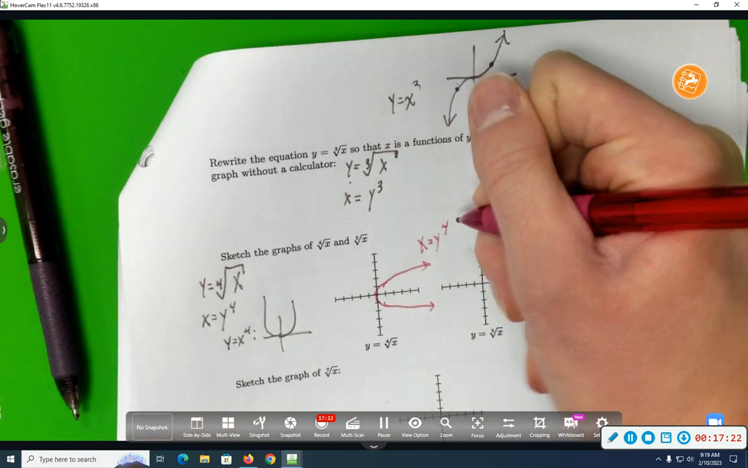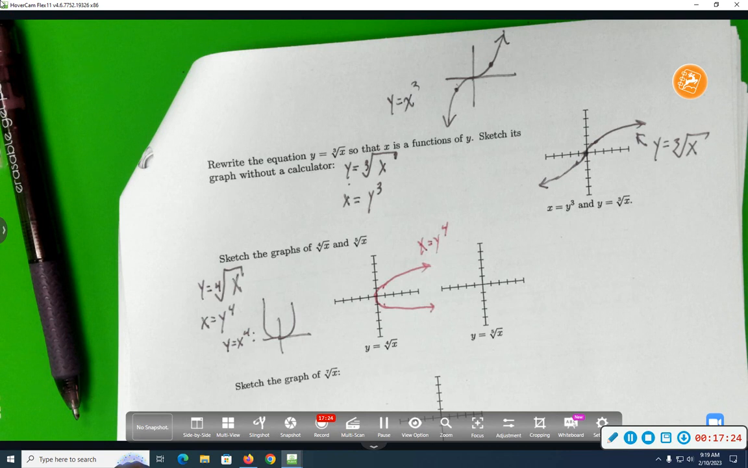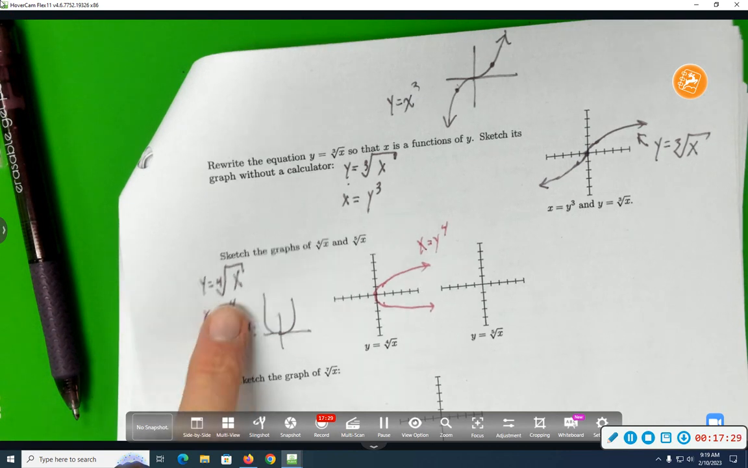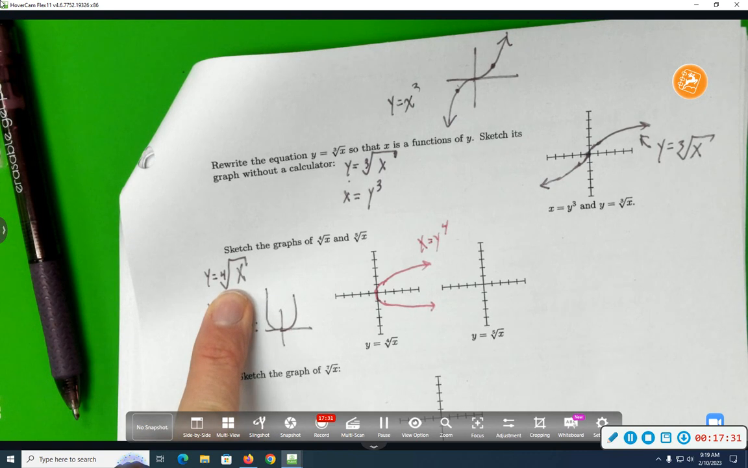There's the graph of x equals y to the fourth. Is that the graph of the function? No. The thing you have to remember is, when you take the fourth root, are you ever allowed to give a negative number as an output? No, the fourth root of a number has to be positive.